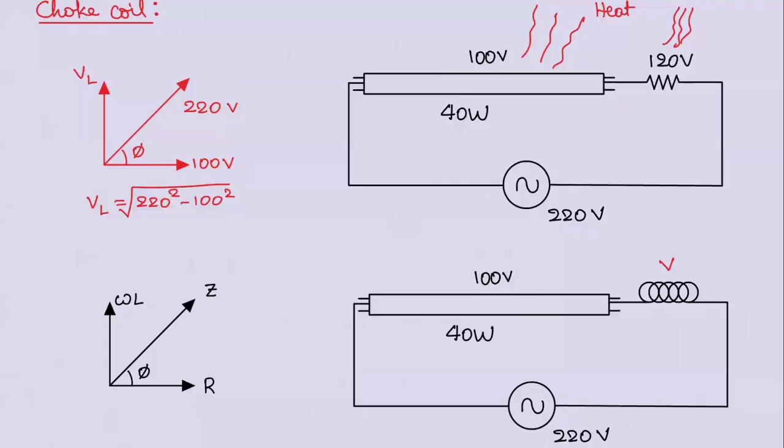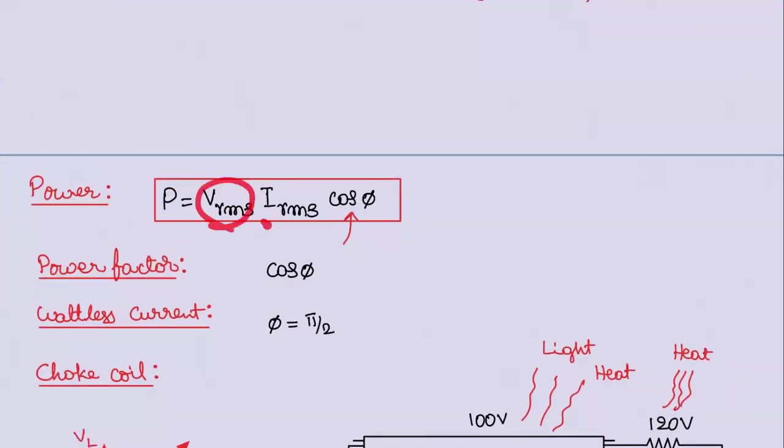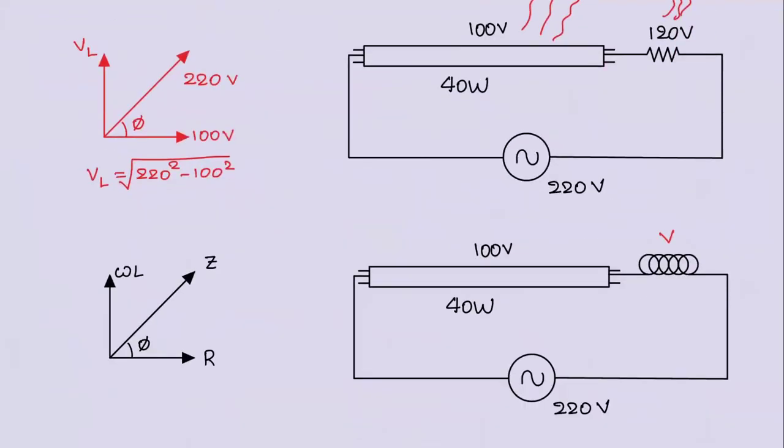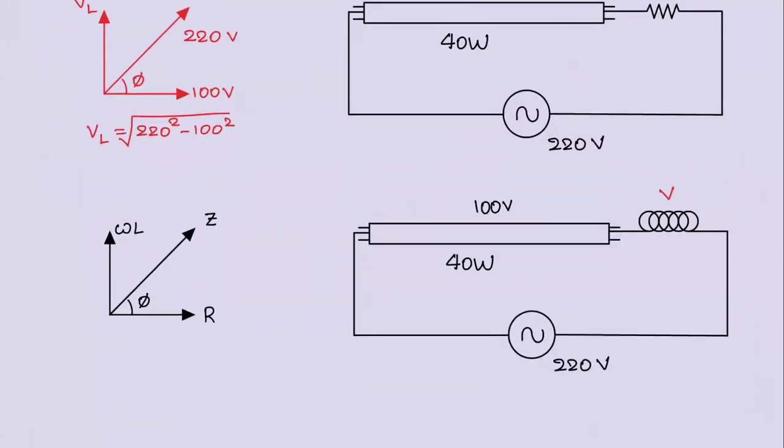What is the advantage of using it? What is the heat liberated in the inductor? Zero. Why? Clearly given, power is equal to VRMS IRMS into cos phi, right? What is the phase angle between voltage and current at the inductor? 90. Cos phi is 0. Power loss is 0. So this is the advantage of using an inductor over resistance. Okay, heat liberation will not be there that much.